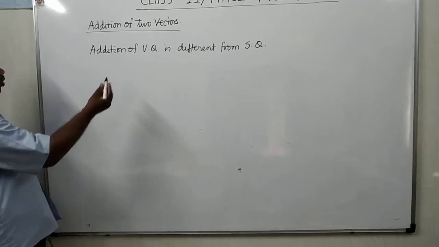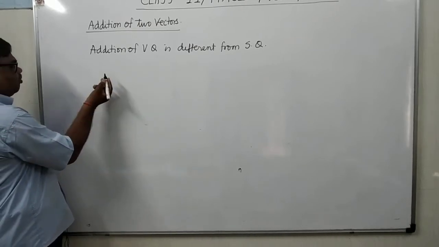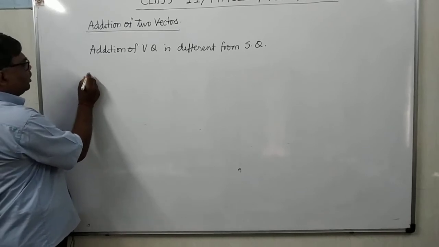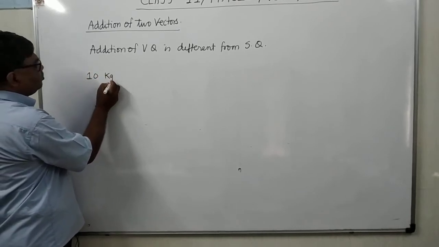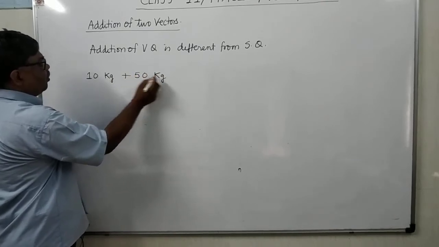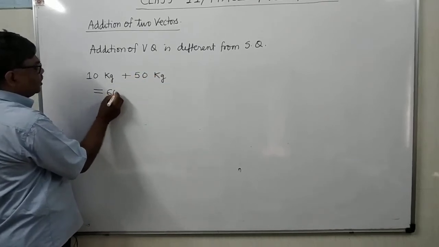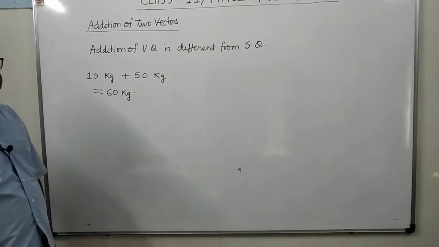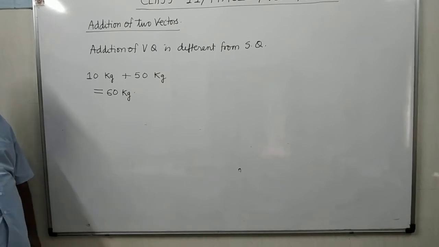For example, if you take two scalar quantities, here mass, and I have taken two values, 10 kg plus 50 kg, it will always be 60 kg. It cannot be other than 60 kg.